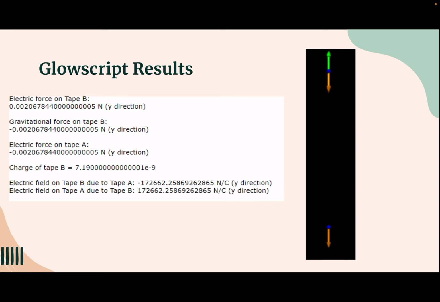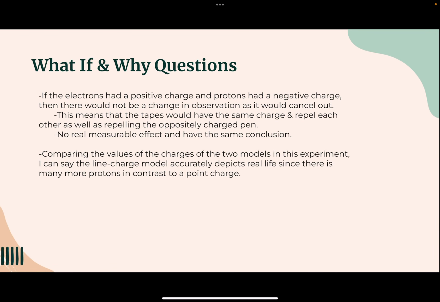We also have the charge, which I found calculating, and then we have the electric field for both of them on each other, which are the same, but then one is negative. And so lastly, we had to answer some questions. So if the electrons had a positive charge and the protons had a negative charge, which is just swapping them, then there would not actually be a change in observation as it would cancel out.